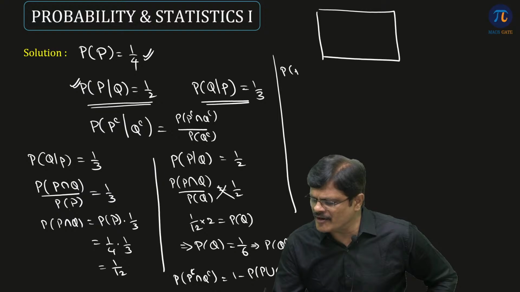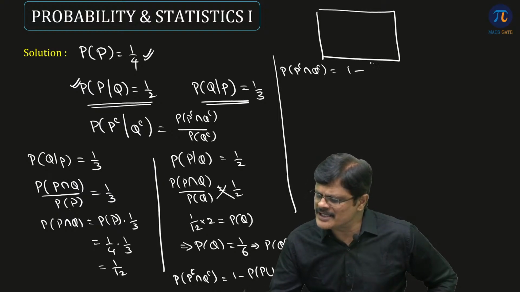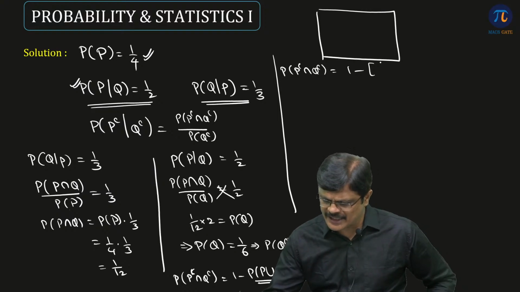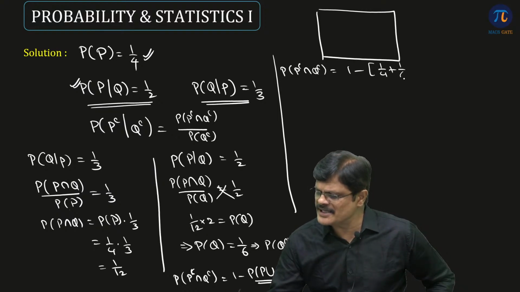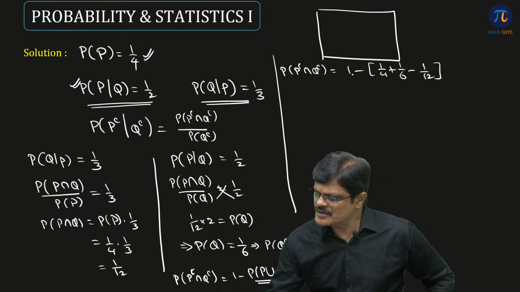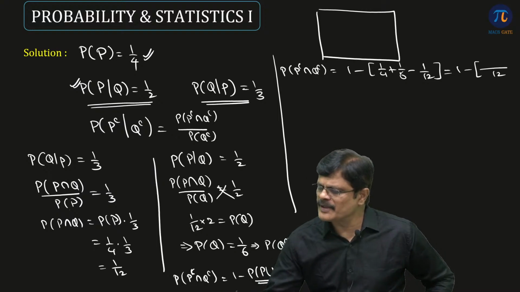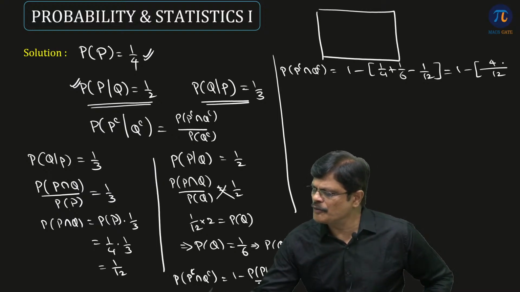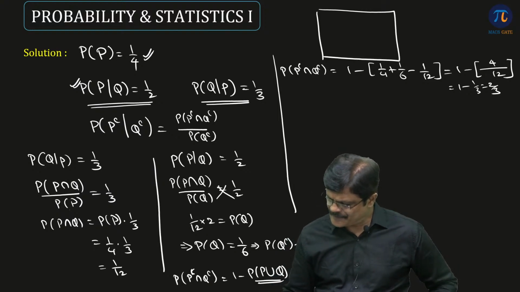So what is probability of P complement intersection Q complement? It is 1 minus probability of P union Q, which is nothing but probability of P plus probability of Q, which is 1 by 6, minus probability of P intersection Q, which is 1 by 12. When you simplify this, the LCM is 12. 3 plus 2, 5, minus 1, 4. 4 by 12, that is nothing but 1 by 3. 1 minus 1 by 3 is 2 by 3.